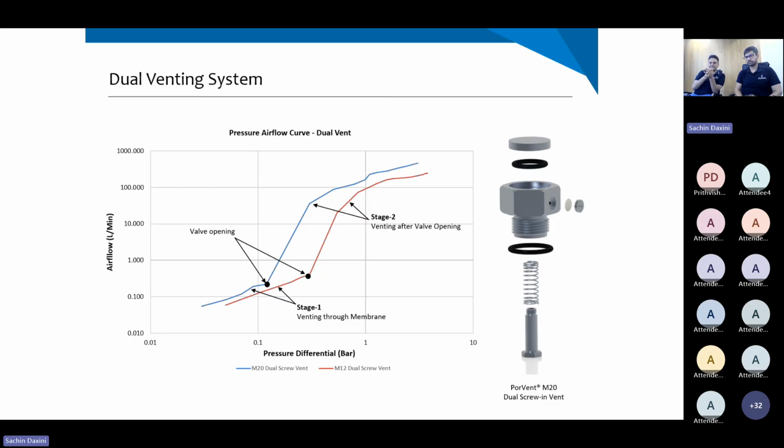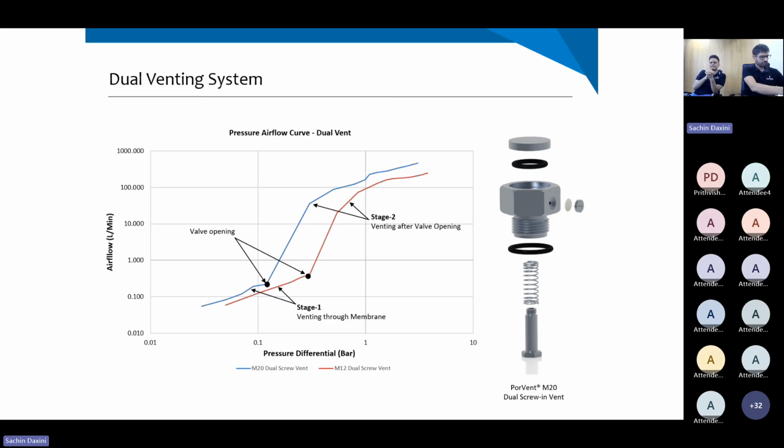As discussed earlier, the dual vent has both the membrane element as well as a mechanical element, spring or umbrella valve. So it performs both breathing as well as degassing function for the battery pack. On the graph, we can clearly see the valve opening pressure. Usually this valve opening pressure can be customized, but for our products, there are two products which PorVent has dedicatedly developed, that is the M12 dual vent and M20 dual vent. Usually the opening pressure is around 150 or 200 millibar. But again, this can be customized based on the requirement of the application.